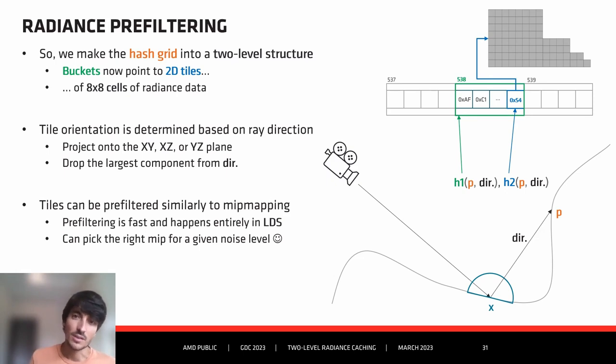And what's really interesting about this approach is once we have these 8x8 tiles, we can simply prefilter them in a very similar way to MIP mapping. Just calculate the MIP chain. Because they're very low resolution, we can perform the whole prefiltering in LDS, which is pretty fast. And then when it comes time to look up the radiance cache, we simply pick the correct MIP level for a given noise level.